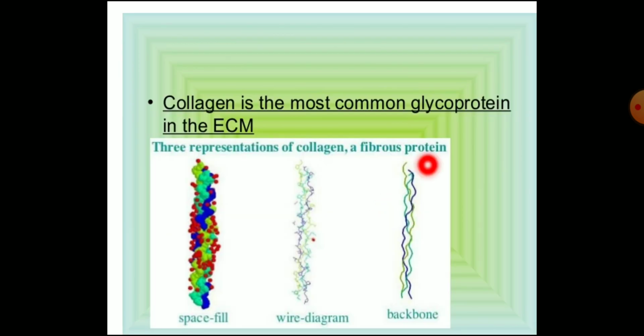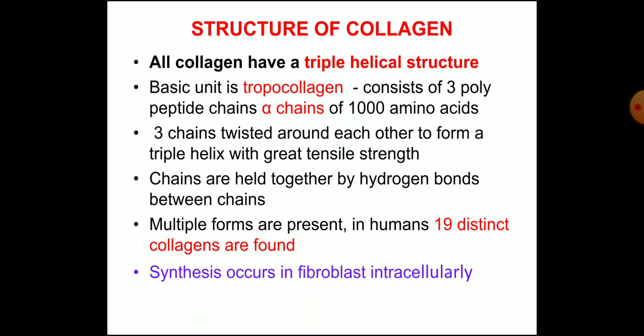Now we'll pass on to the structure. Collagen is the most common glycoprotein in the extracellular matrix. There are three types of structures shown here. This is the backbone structure or triple helix, and the other one is the wire diagram and the space filling diagram. And all collagens have a triple helical structure. That is the basic structure.